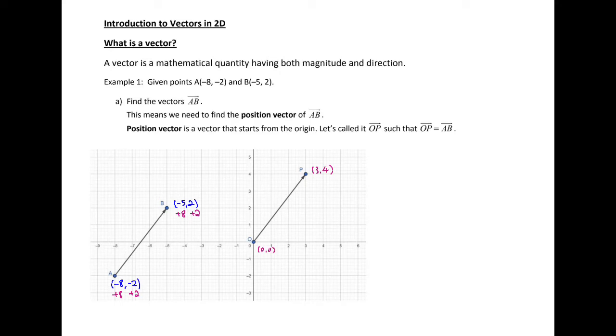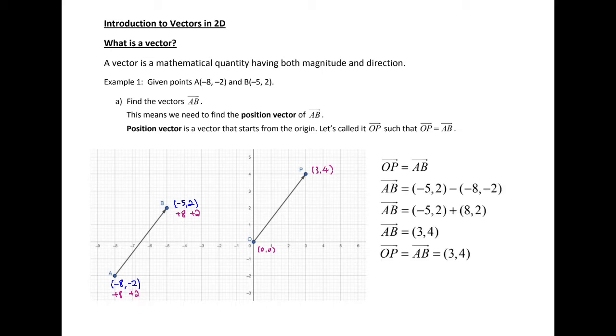Now let's find vector AB algebraically. So we know vector OP equals the vector AB, and vector AB can be found by using the point B and adding the opposite of point A. So we say vector AB equals OB minus OA, which means (-5, 2) plus (8, 2), which will become (3, 4). So vector OP equals vector AB equals (3, 4). Therefore, we say vector OP and vector AB are equal vectors, which means they have the same direction and magnitude.